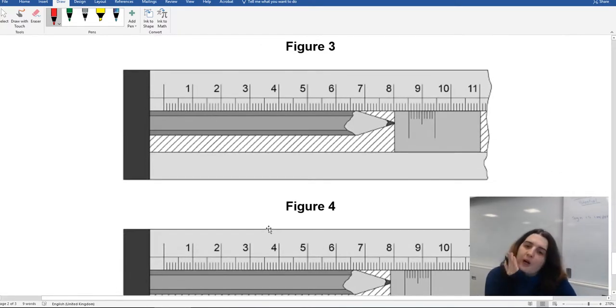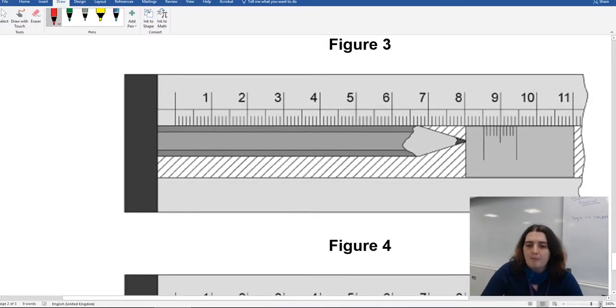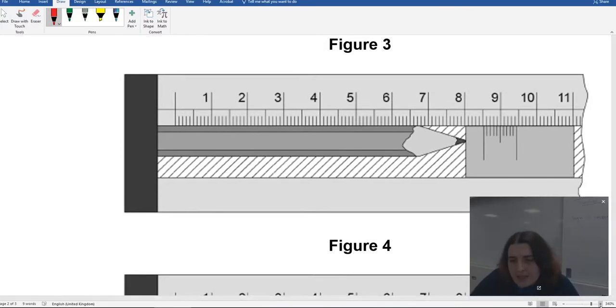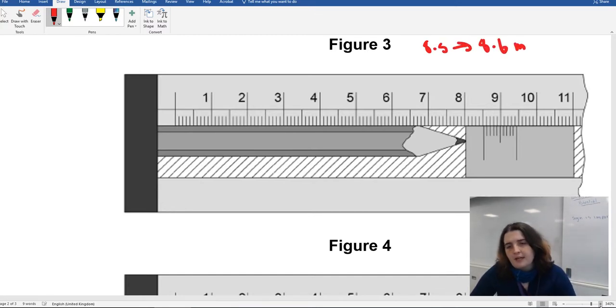It's asking you to work out the value of the pencil, both pencils. How you read a Vernier scale is that this line indicates where it is. So I've got 8 centimeters, 8.5, and this line is between 8.5 and 8.6. So I know my value is going to be between 8.5 and 8.6 millimeters. Okay. So that's what this line represents.